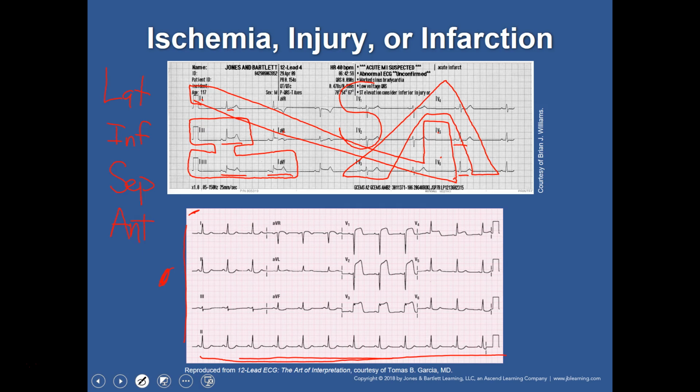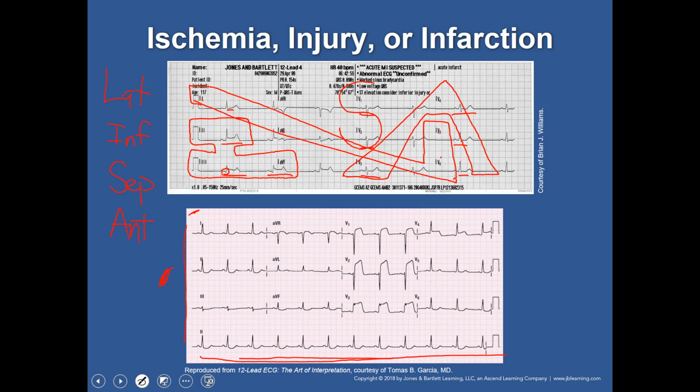Now, let's go to septal over here. These look pretty normal. And anterior, V3 and V4. So what I would think is we have an inferior MI. Here we're starting to develop, as you can see right there, a Q wave. We have all of that elevation. So we've got some issues there.